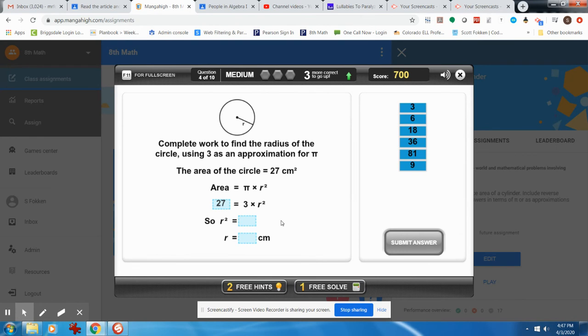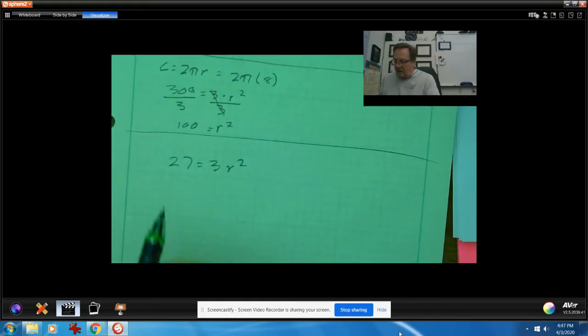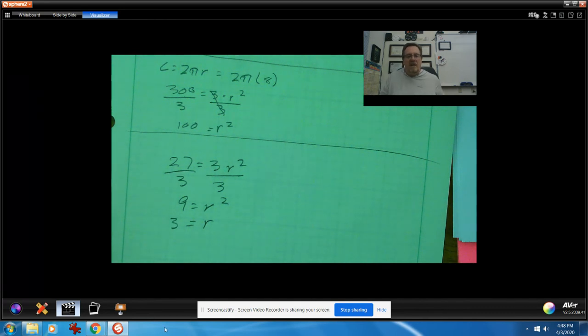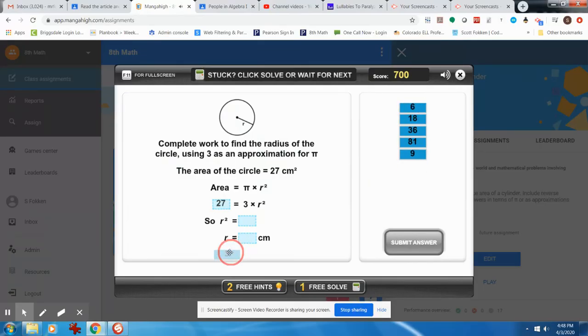Well, if 27 was equal to 3r squared, I want to get r squared by itself, so I'll divide by 3 on both sides. 27 divided by 3 is 9, so 9 is my r squared, which means my r must have been, that's right, 3, since 3 squared is 9. So we'll go back to our problem, and we're going to grab a 3 and put it in here. And our r squared, of course, was 9, and put it in there.